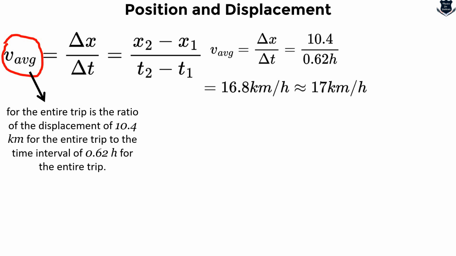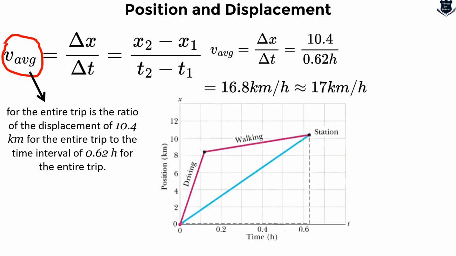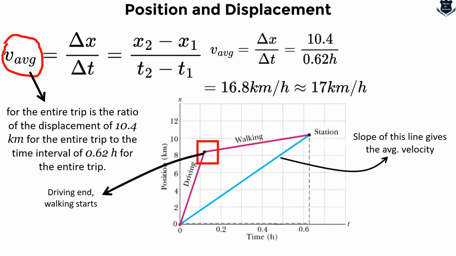Now, if you want to do it graphically, you can see here, this is basically where the driving ends and the walking starts. This part is the slope of this line, which gives the average velocity. And as I was telling in the other part, which I have not shown, how long does it take, that is the time, 0.62 hours.